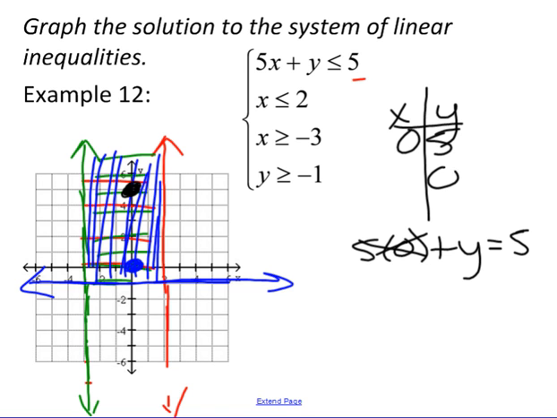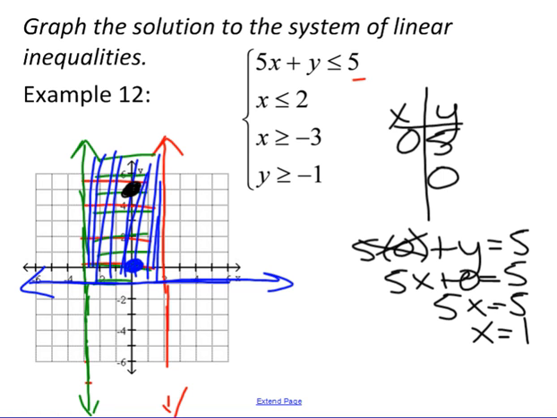I'm going to plug in y equals 0. I said that wrong. 5x plus 0 is equal to 5. 5x equals 5, or x is equal to 1. X is equal to 1 is right here. And that's less than or equal to, so I'm going to draw it as a solid line. Kind of crooked, but I am going to extend this green line because it does need to intersect, so I'm going to make that green line a little bit taller.